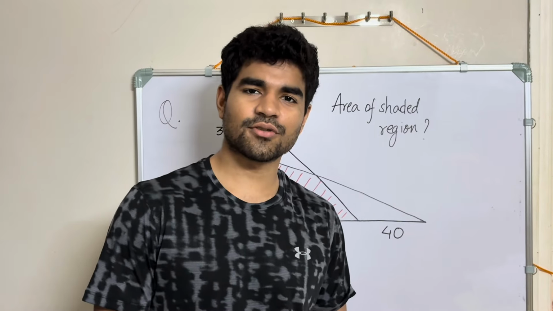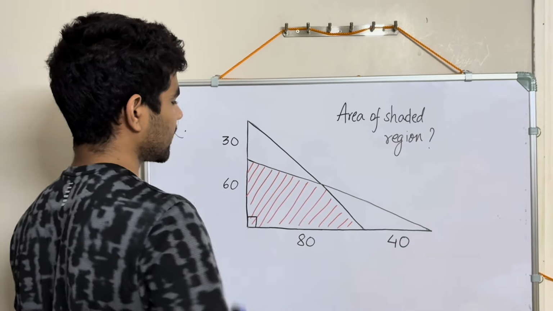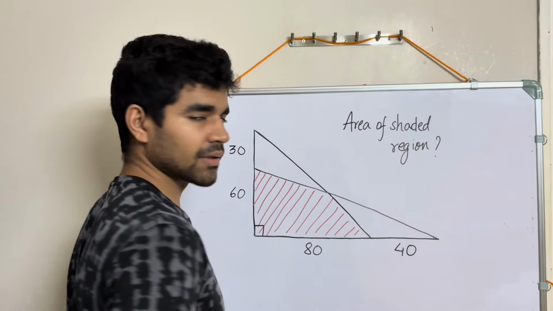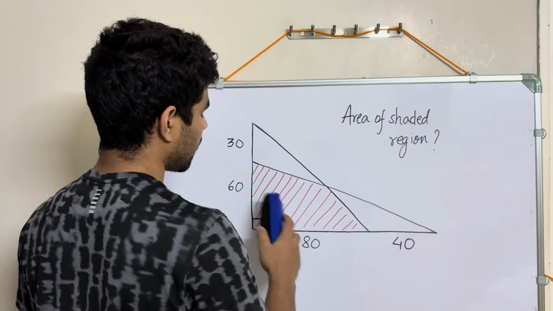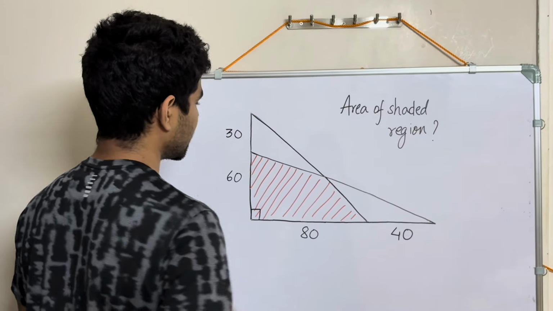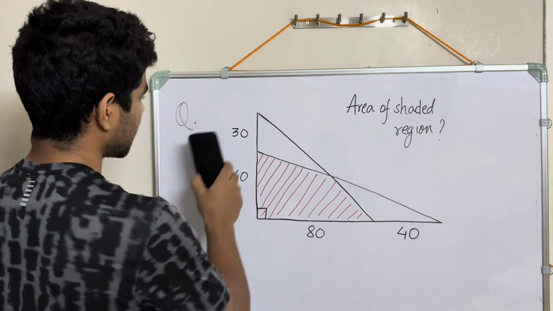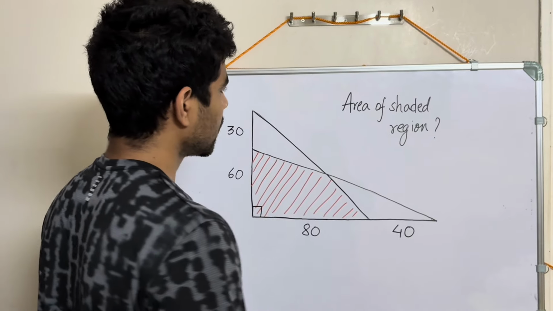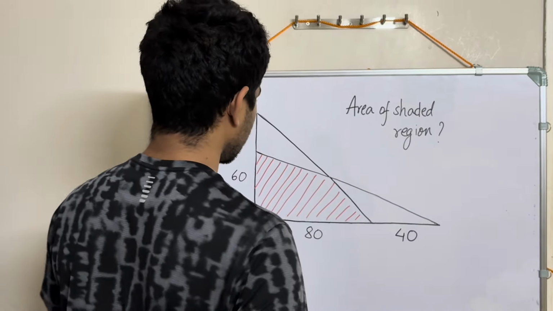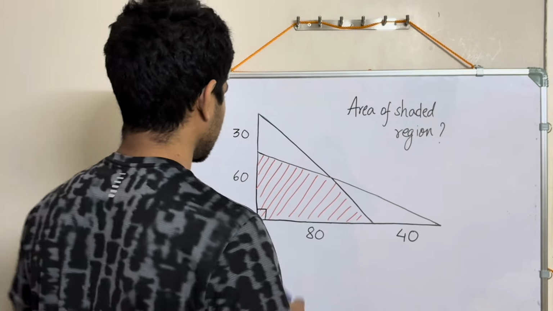Let's see an interesting question on triangles. We have two triangles that partially overlap, and we need to find the area of this overlapping region, which is red shaded. And we have some measurements like 30, 60, 80 and 40. So to solve this question, we need to do a construction.